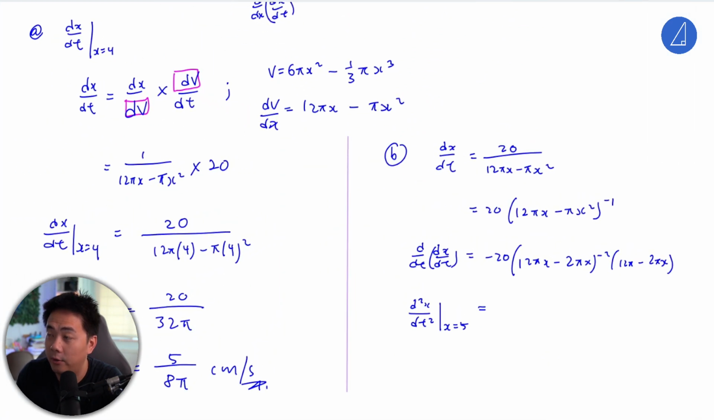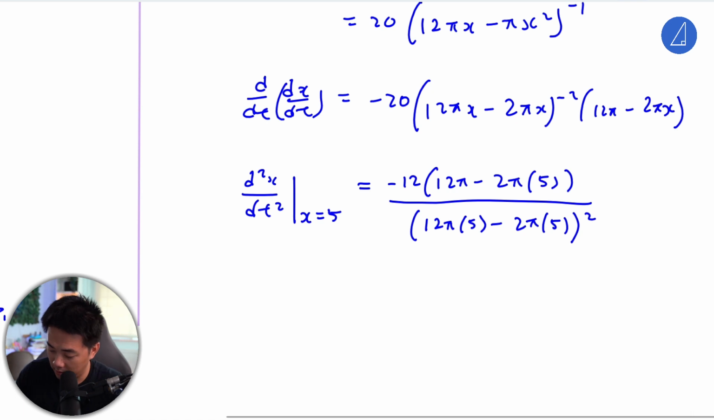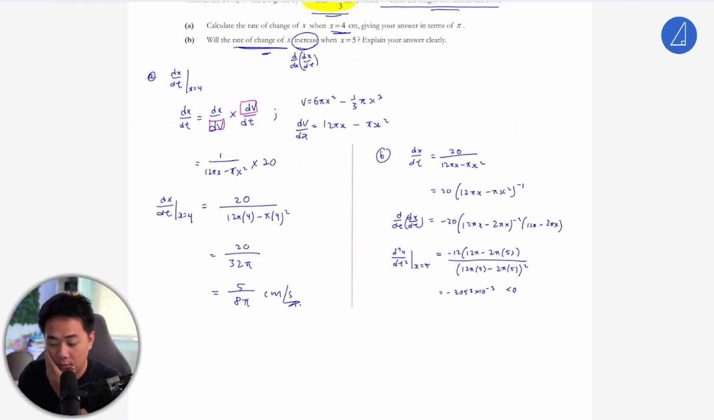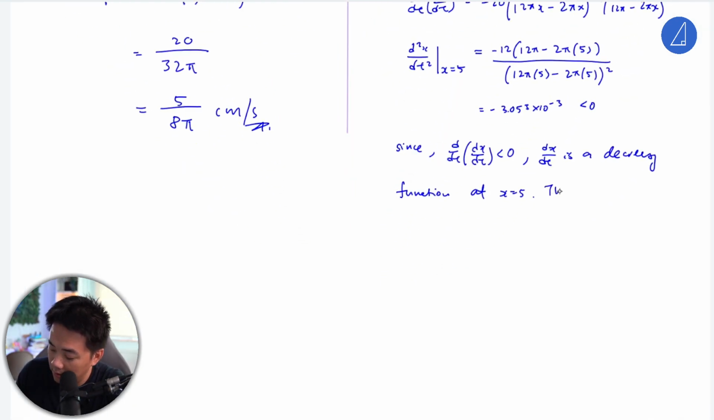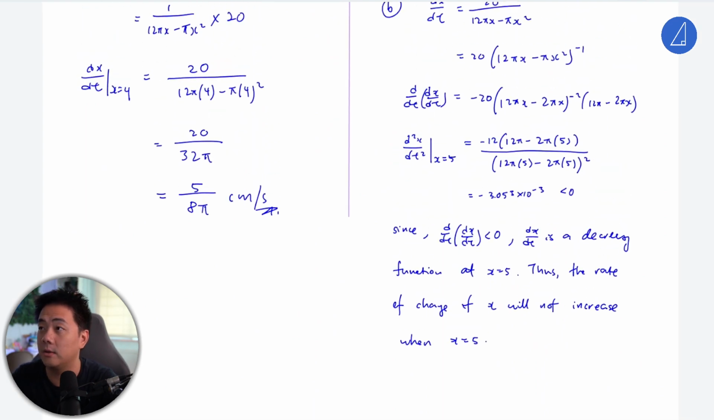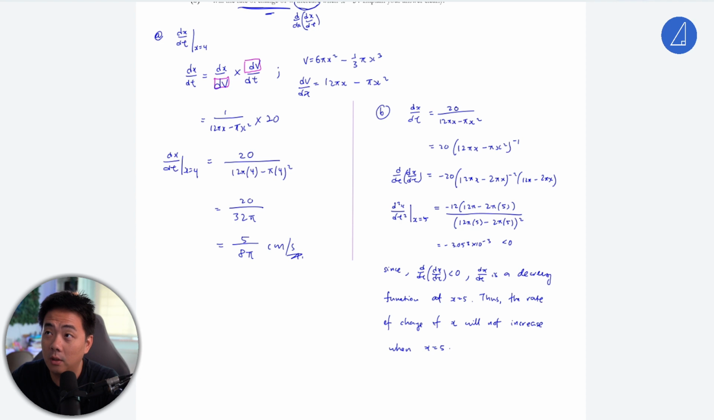What we're going to do is substitute 5 into the second derivative. Using the calculator, this is a negative value. So there you go. Since the rate of change of dx/dt is less than zero, this means that dx/dt is a decreasing function at x equals 5. Thus the rate of change of x will not increase when x equals 5. So that's how I do this question proficiently. If you have any questions at all, please let us know, and I'll see you in the next question.